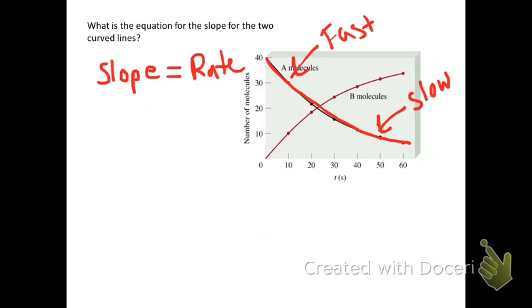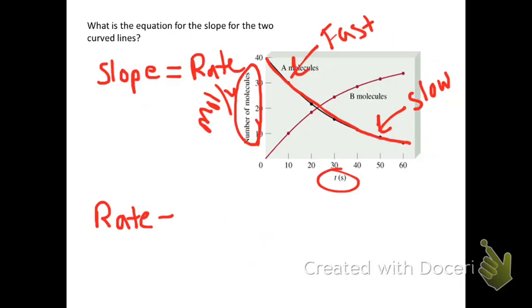Well, you can look at it this way. We already know that we're dealing with concentration, which we know is moles per liter, and we're dealing with time, looks like in seconds here. So if we were to put an equation together, we would say that the rate of a reaction is equal to the change in concentration of the reactants over the change in time. Remember, the triangle means change.